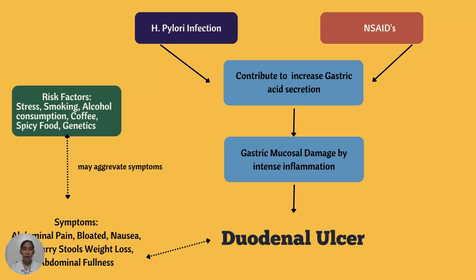On the left side, we have the risk factors that are not the cause, but can contribute to worsening the symptoms. Here we have the symptoms of abdominal pain, bloated stomach, nausea, dark tarry stools, weight loss, and abdominal fullness.